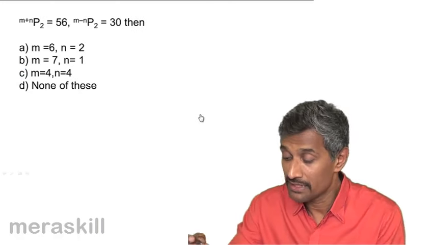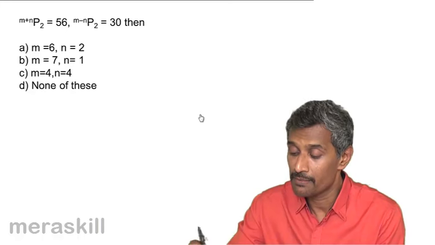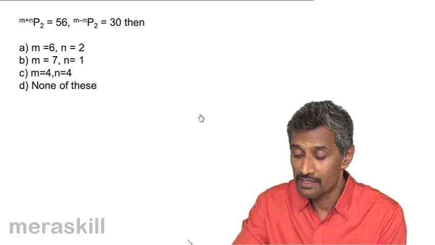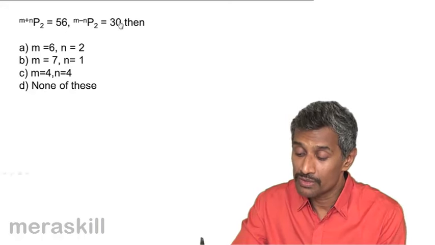Okay, now we have a slightly interesting case over here. We have (M plus N)P2 is 56, and (M minus N)P2 is 30.